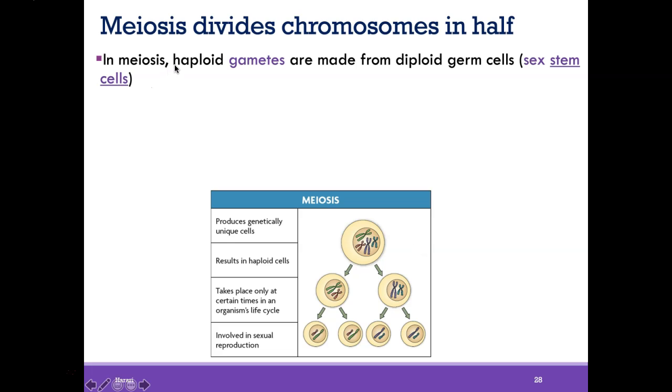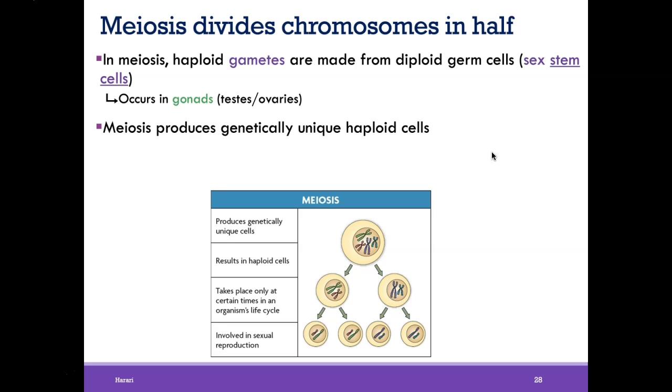In meiosis, haploid gametes will be made from special diploid germ cells. A germ cell is basically a sex stem cell, and these stem cells can only produce gametes. They're only located in the gonads. So these are destined to just become sperm in a male or egg in a female. Again, in meiosis, the goal is making haploid gametes. This only occurs in the gonads, testes or ovaries.